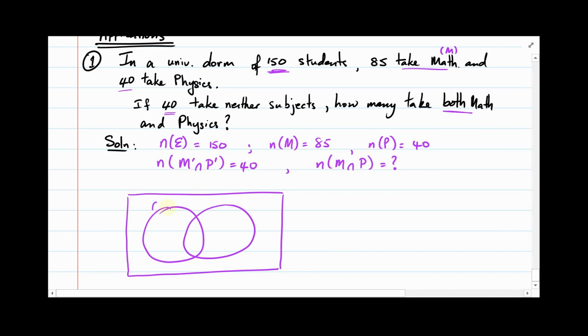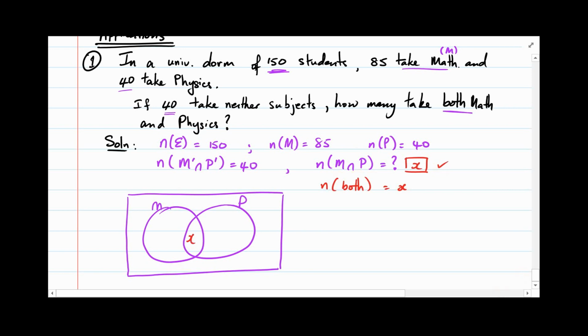Alright, so here's M for math, P for physics. So what we can do is, let's say that this is X. The number of persons taking both subjects is equal to X. So if I put X in here, let's look at what we have.